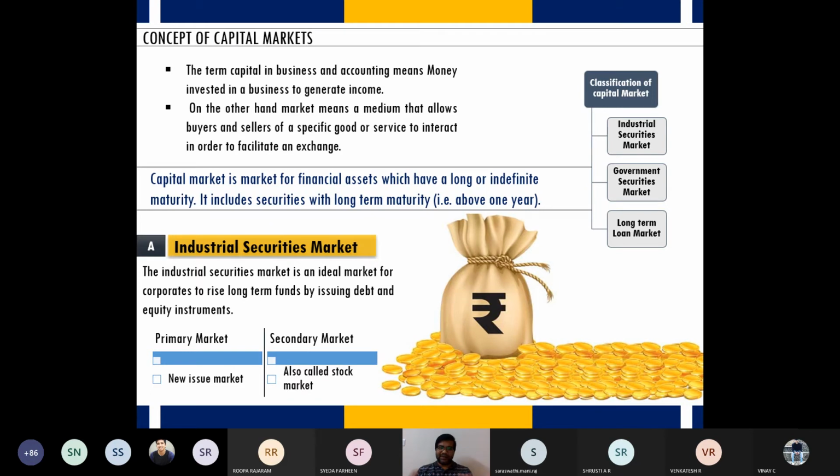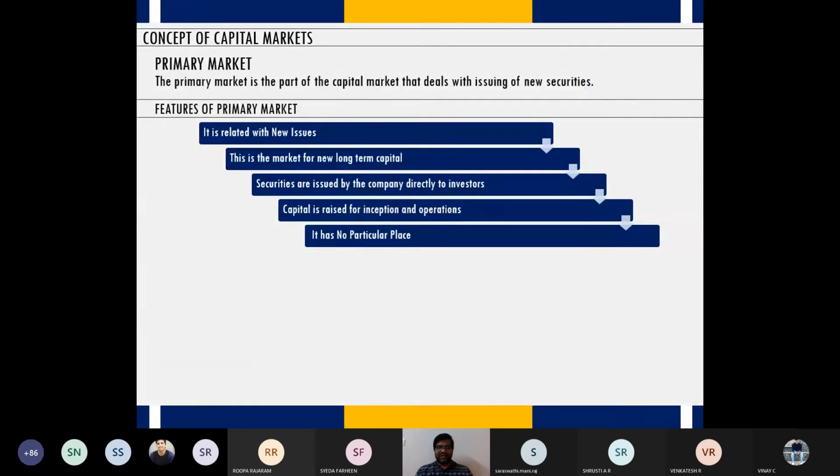Once an investor buys the shares from the company in primary market, he can't go back to primary market and sell it. He has to sell in the secondary market or the stock market and convert his investment into cash. So this is what a primary market is. Primary market is a part of capital market that deals with issuing of new securities, issuing of new shares directly to the public, right?